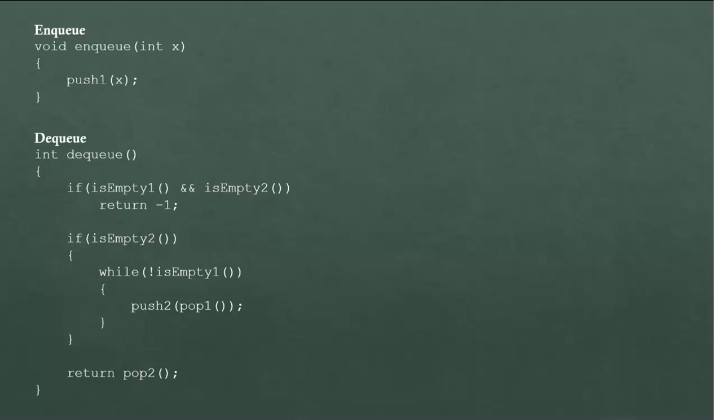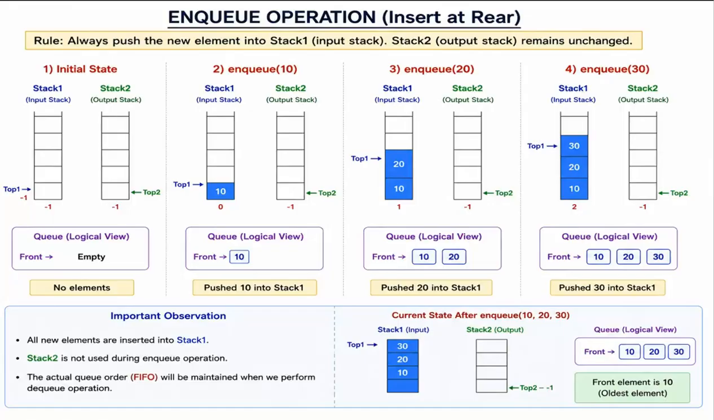So you are returning pop2. Done. Dequeue is done. So let us walk through this example. Look at the enqueue operation. Initially, both the stacks are empty. Step number 2, enqueue 10. 10 is pushed onto stack 1. Enqueue 20. 20 is pushed onto stack 1. Enqueue 30. 30 is pushed onto stack 1. So the logical view of the queue looks like this: 10, 20 followed by 30. So enqueue is done.